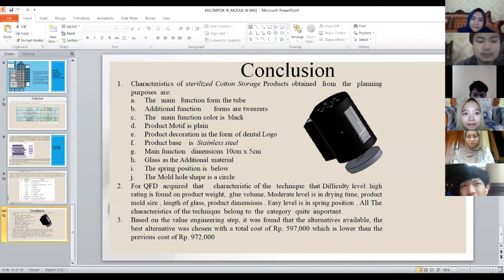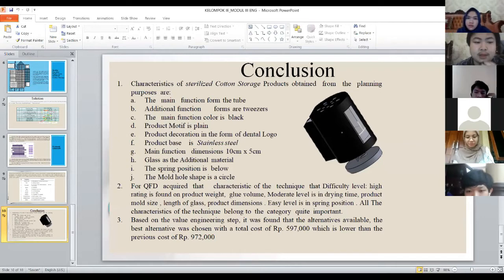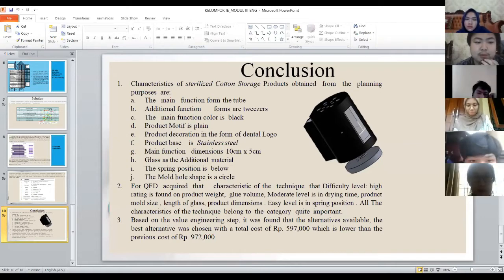To Team 1E, please respond to the question. Thank you for the opportunity given to us. I would like to answer the question from my beloved friend. The mechanism is we put the cotton into the storage. Then, using the spring, the spring will slowly press the cotton up. So the dentist will take the cotton from the mold that is used to create the small cotton.